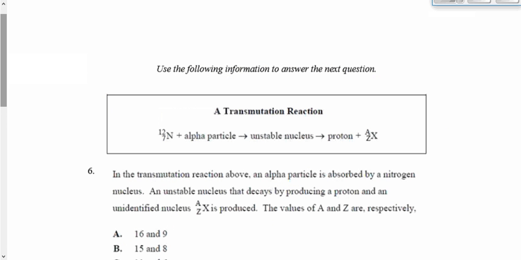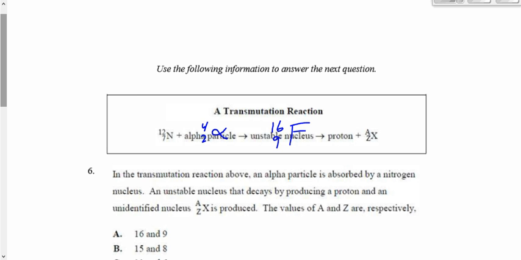Next one, number 6. Talks about a transmutation reaction. Say nitrogen 12 plus an alpha particle. Alpha particle is 4, 2, right? Produces an unstable nucleus. 12 plus 4 is 16. 7 plus 2 is 9. That's going to be, what's 9? Fluorine. Is that just F?